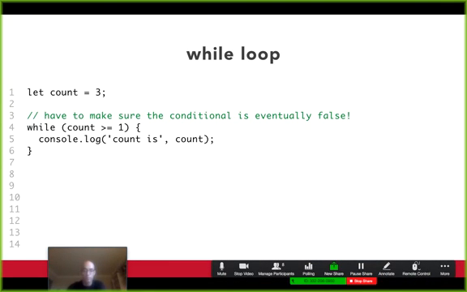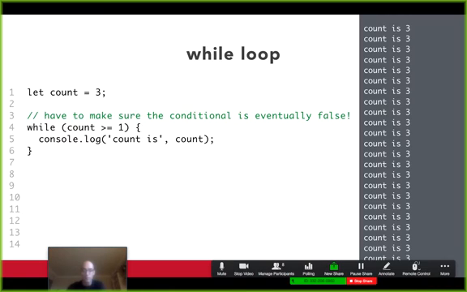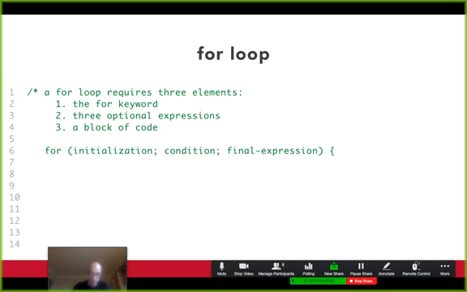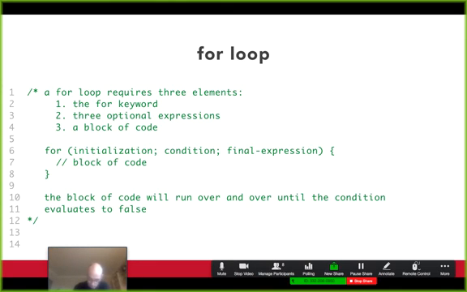Okay, so that covers the basics of the while loop. The other kind of loop that you'll see quite often, and probably significantly more commonly than you will see the while loop, is the for loop. Like the while loop, a for loop also requires three key elements. The first element is where we had a while reserved word for the while loop. We have a for keyword, which is also a reserved word in JavaScript.